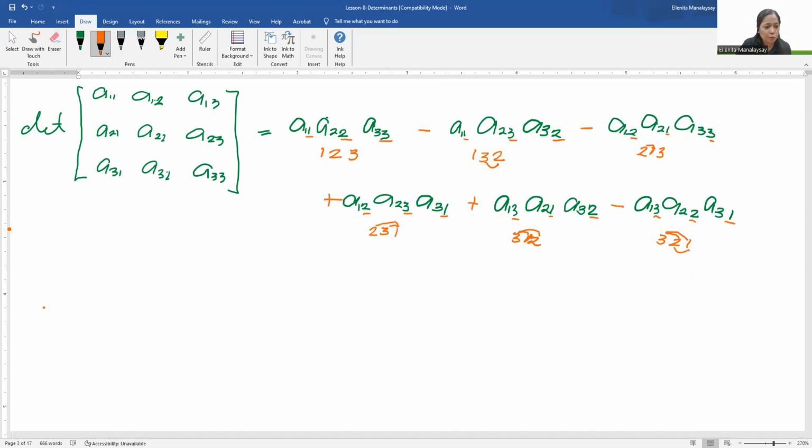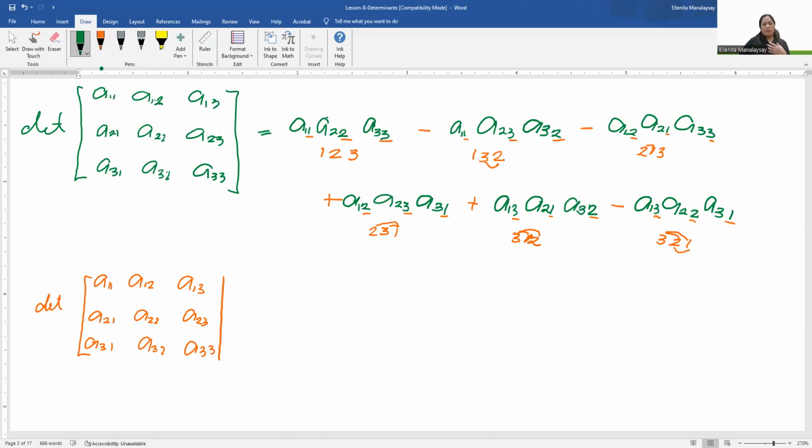So sa Sarrus's rule, to get the determinant of a 3 by 3 matrix, like this one, A11, A12, A13, A21, A22, A23, A31, A32, and A33. So to get the determinant of this, we will extend the matrix. So, augmented matrix na yan. Just extend the matrix by repeating the first two columns.